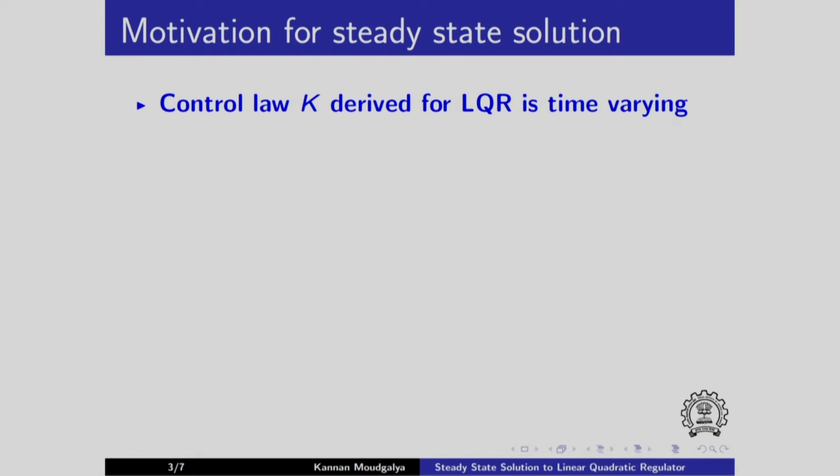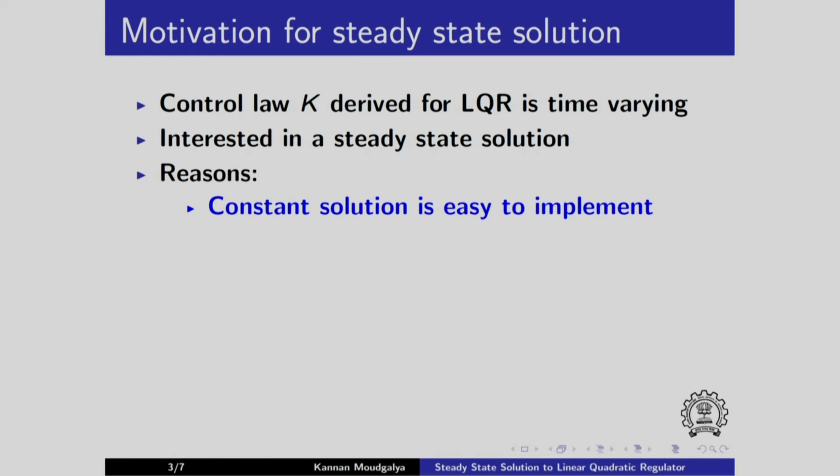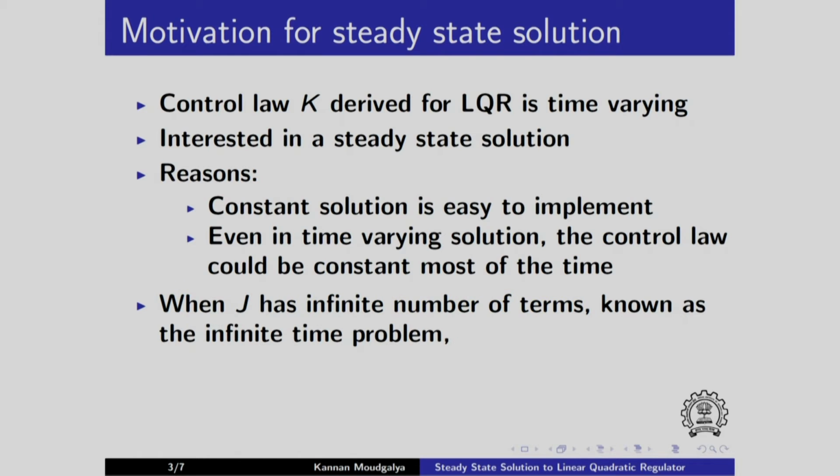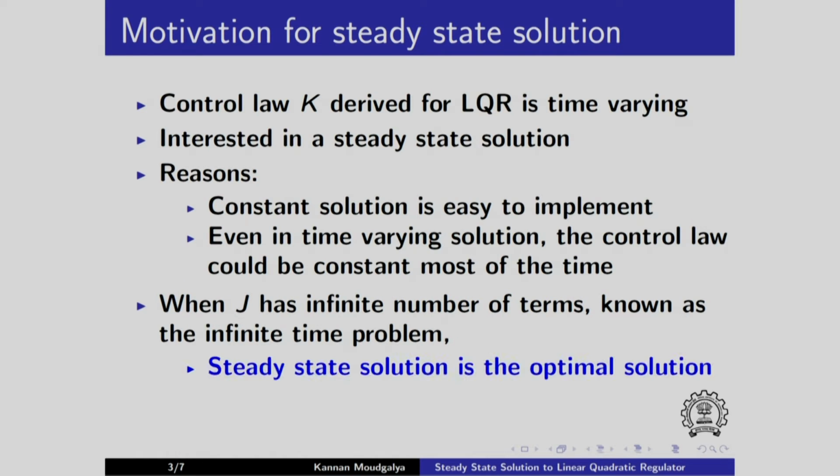Recall that we derived the control law as a time varying one. We are interested in a steady state solution. The reasons are: the constant solution is easy to implement. Even in time varying solution, the control law could be constant most of the time. When J has infinite number of terms, known as the infinite time problem, steady state solution is the optimal solution. That solution is presented in this lecture. We will not derive it, we will only state the solution.